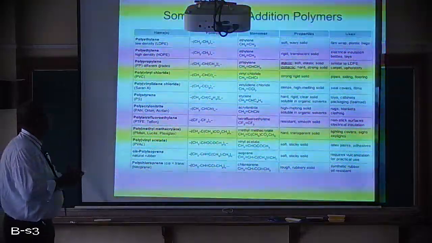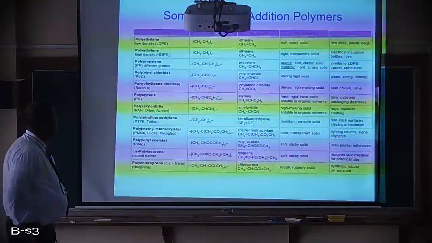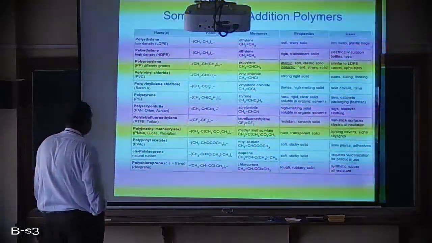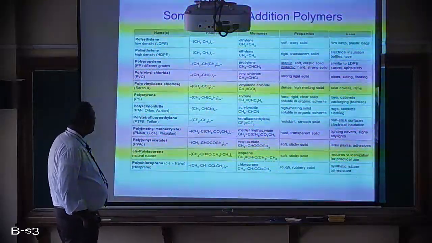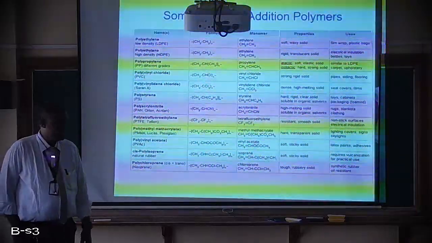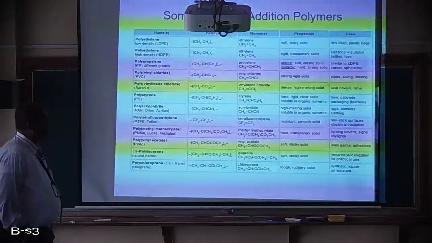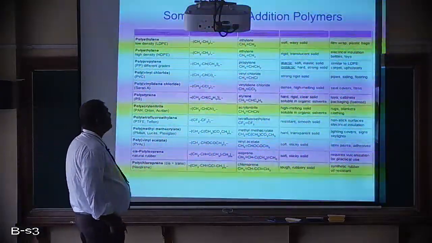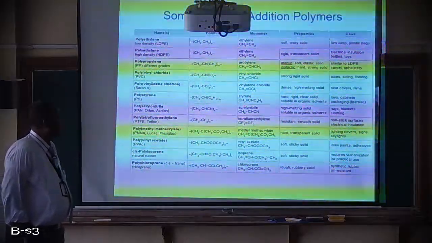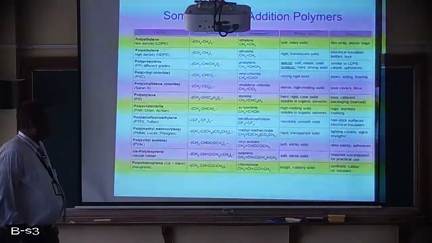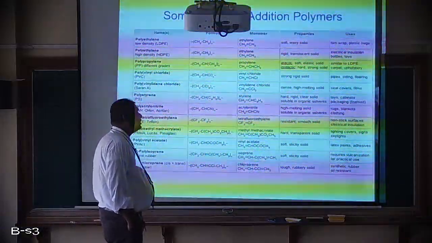These are some of the common addition polymers: polyethylene, which is again classified into two types, low density and high density, polypropylene, polyvinyl chloride, polystyrene. All these are applications of the addition polymers. Further, the properties and the uses are also given. Polyethylene, low density or high density, is used as a soft, waxy solid, or a rigid and transparent solid. The applications are film wraps, plastic bags, electrical insulation, bottles, and toys.